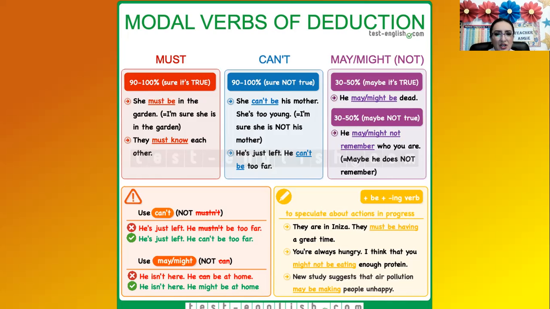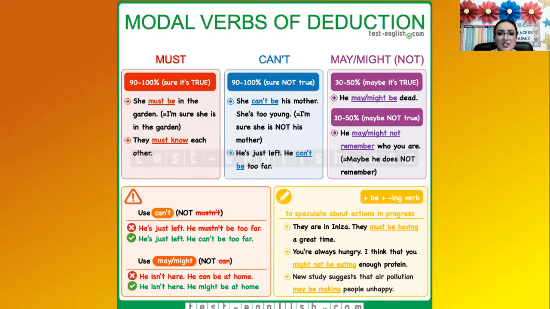Strong recommendation. You are always hungry. I think that you might not be eating enough protein. Siempre estás hambriento o hambrienta. Pienso que no deberías estar comiendo, que no podrías estar comiendo demasiada proteína, ¿no? I think that you might not be eating enough protein. Creo que no estás comiendo suficiente proteína.